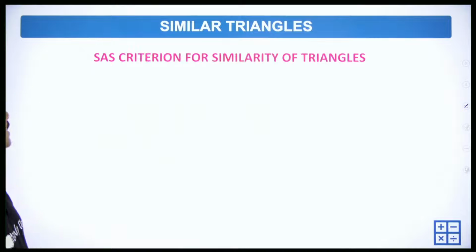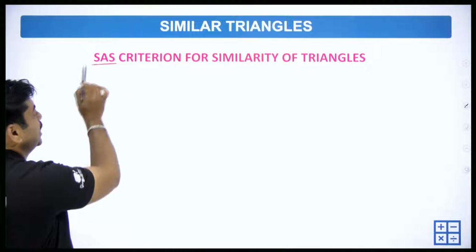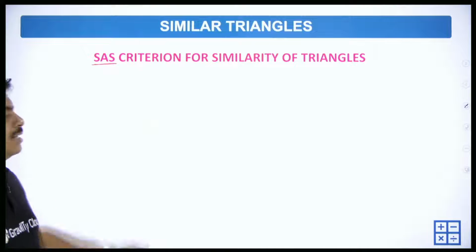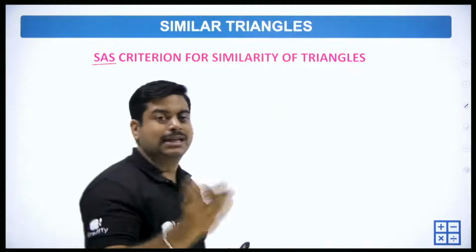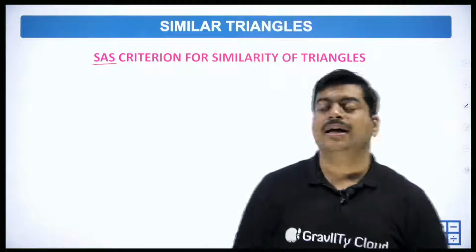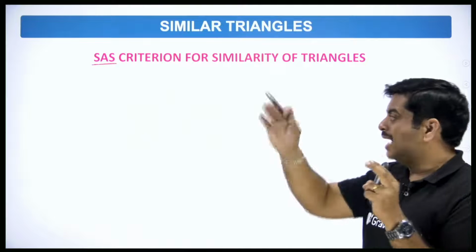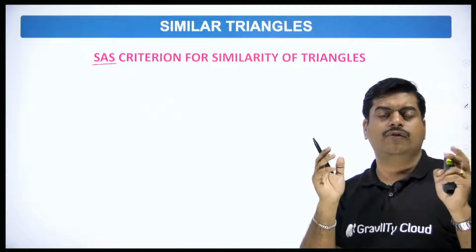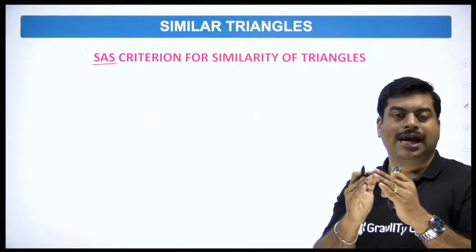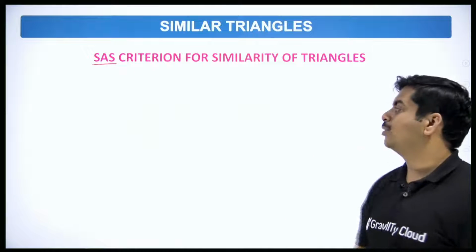Next one, SAS criteria for similarity of the triangles. What do you mean by SAS criteria? Side, angle, side. In the previous one, we discussed SSS, which is side, side, side. Here it is SAS, side, angle, side. And when I say side, angle, side, you cannot take any angle, whatever you want. You need to take two sides and the corresponding angle to that, okay?